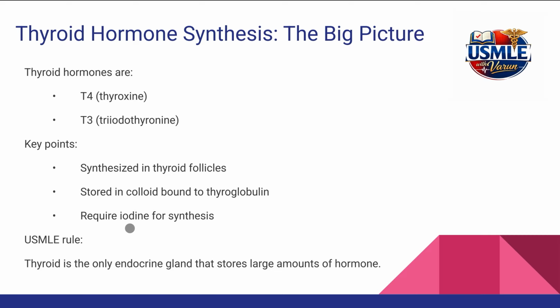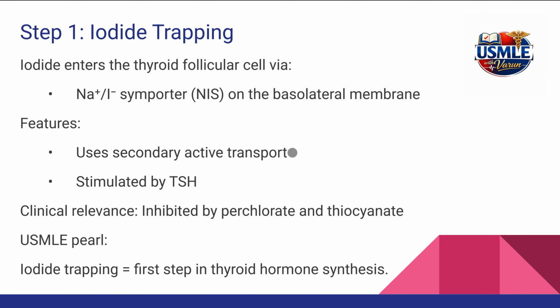T4 and T3 synthesis requires large amounts of iodine. So the thyroid is the only endocrine gland that stores large amounts of hormone. There are different steps in the synthesis of thyroid hormones. The first step is iodide trapping. Iodide enters the thyroid follicular cell through a sodium iodide symporter.